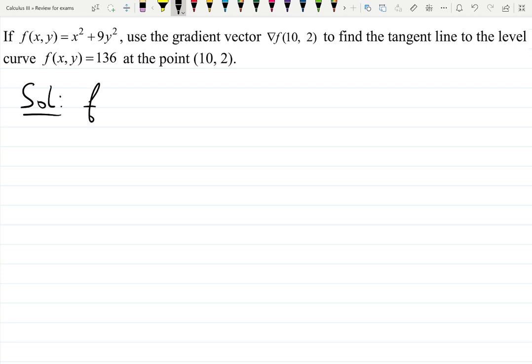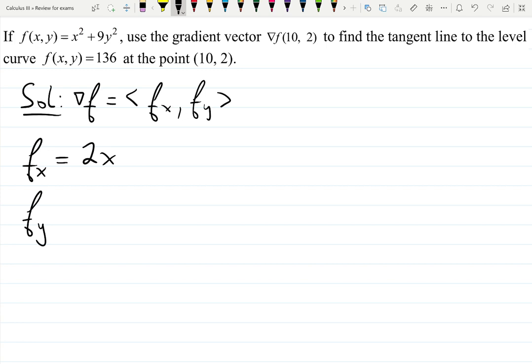The gradient is a collection of all partial derivatives. In this case, there are two of them: the derivative with respect to x and the derivative with respect to y. X squared gives you 2x, 9y squared gives you 0. With respect to y, x squared gives you 0, and then 9y squared gives you 18y.